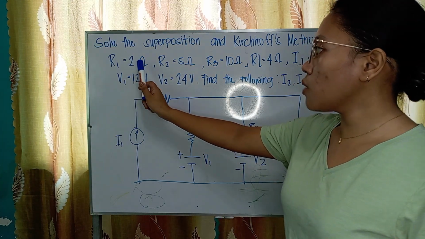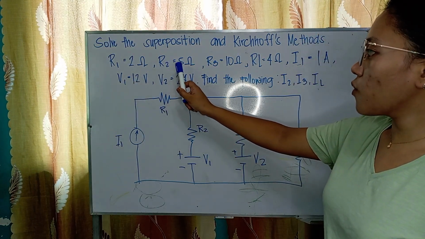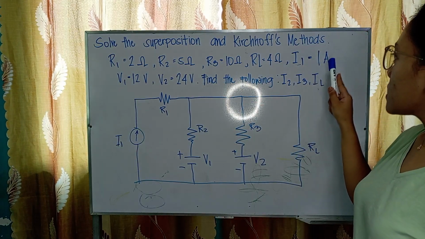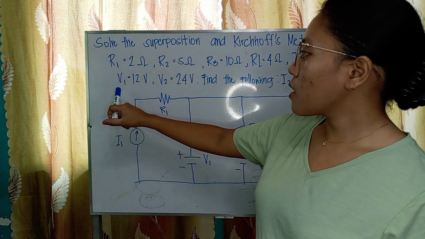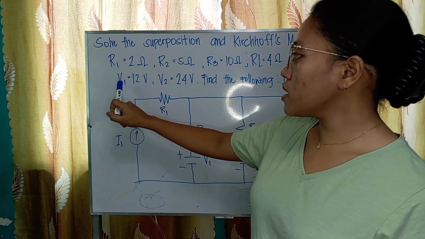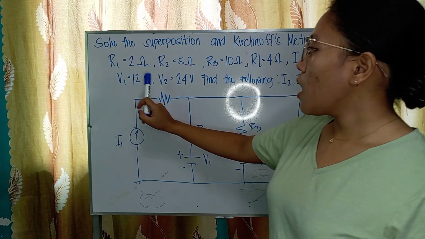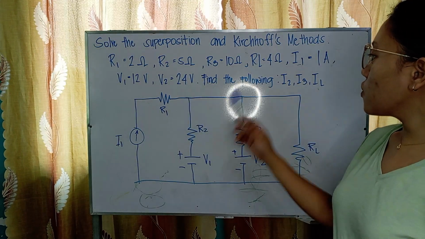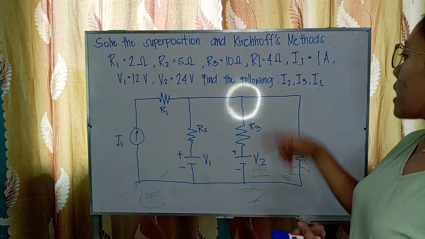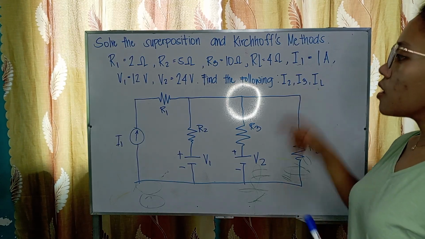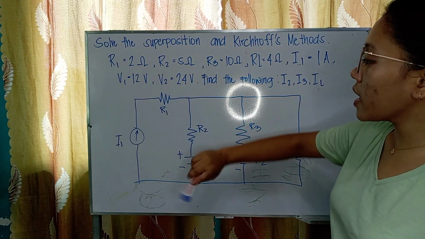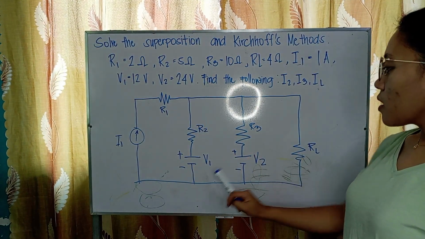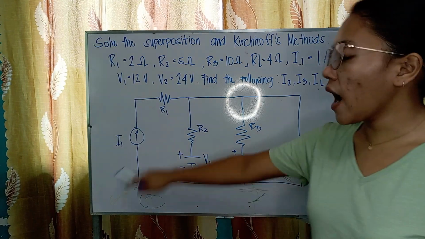R1 is equal to 2 ohms, R2 is equal to 5 ohms, R3 is 10 ohms, RL is 4 ohms, I sub 1 is 1 ampere, voltage sub 1 is equal to 12 volts, voltage sub 2 is equal to 24 volts. So we need to find the following: I sub 2, I sub 3, and IL. So here are R sub 1, R sub 2, R sub 3, RL, V1, V2, and the I1.